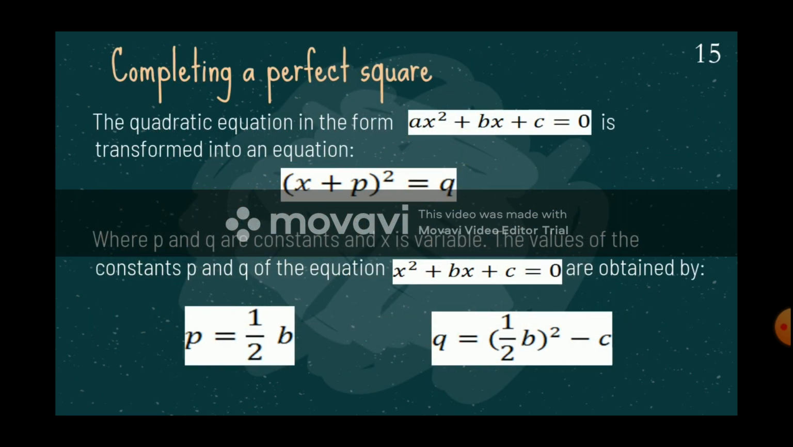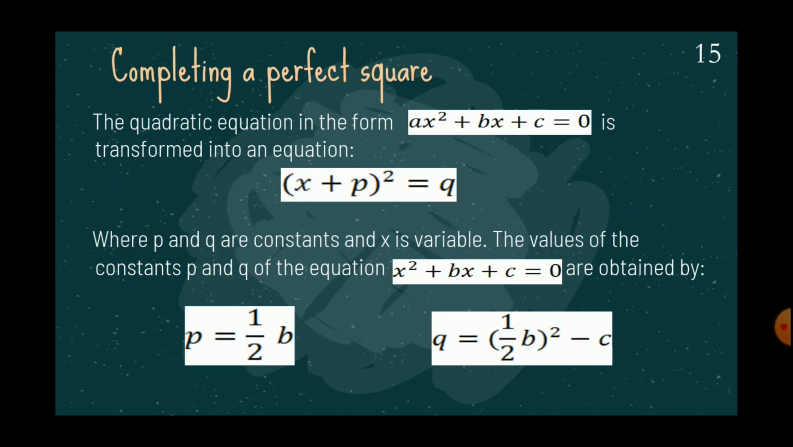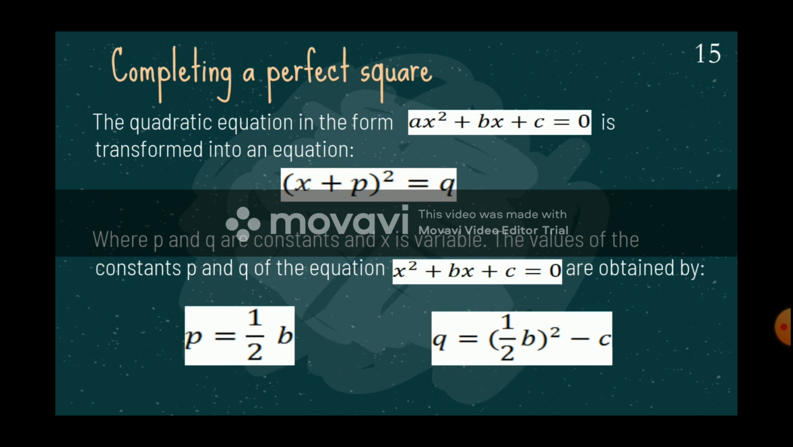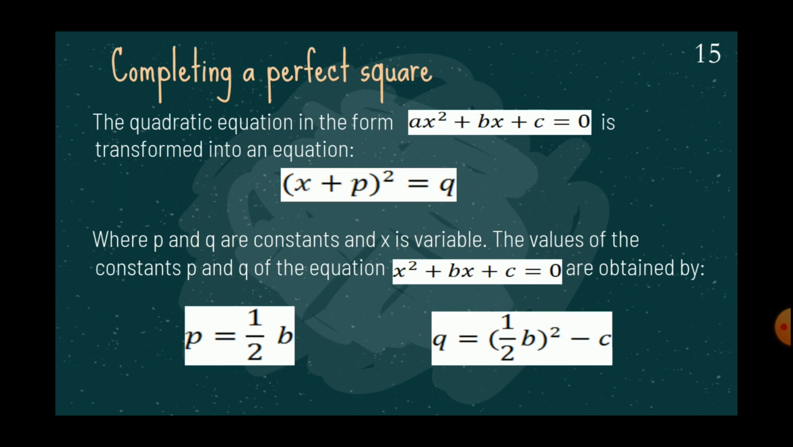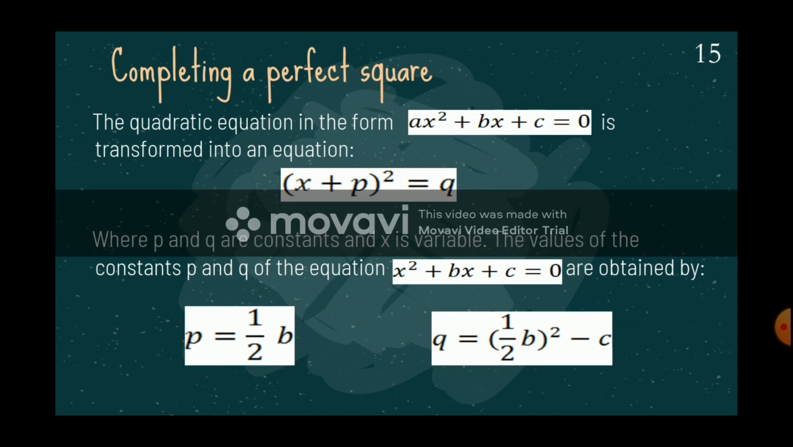Second is completing a perfect square. The method of completing a perfect square will be easy to use if the coefficient a is made to be 1. The quadratic equation in the form ax squared plus bx plus c equals 0 is transformed into an equation in the form (x plus p) squared plus q, where p and q are constants and x is the variable.